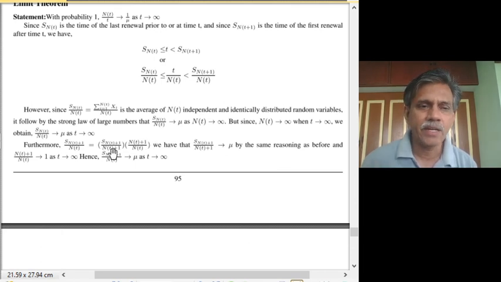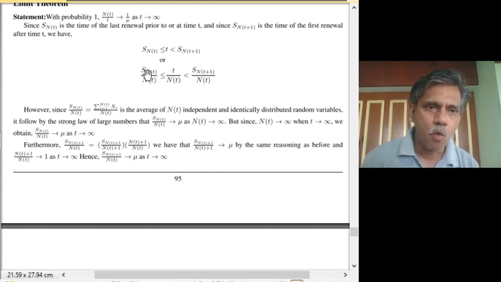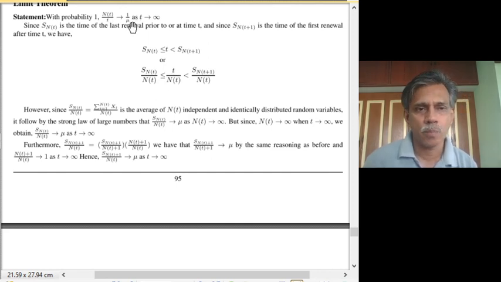And again in the limit t tends to infinity, this converges to mu, and this factor N of t plus 1 by N of t, as t tends to infinity, N of t tends to infinity, and this factor tends to 1. Both of them tend to mu, and therefore this factor will also tend to mu. So t by N of t tends to mu, so N of t by t tends to 1 over mu. So this is what we find. So that proves this limit theorem.